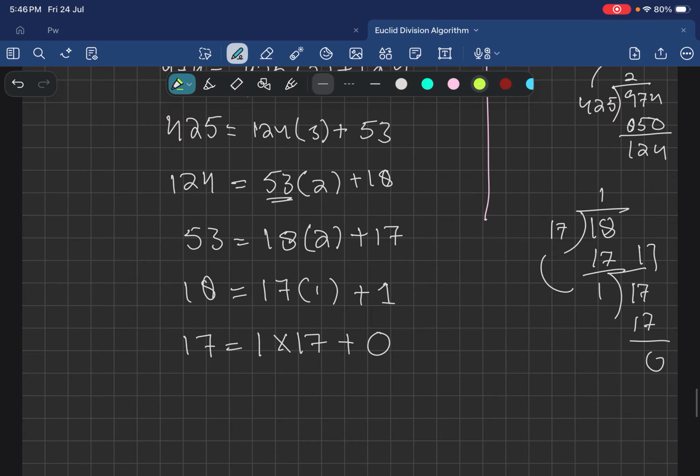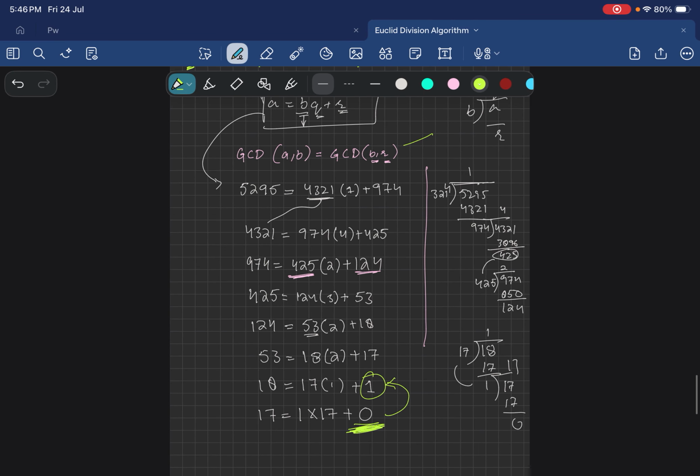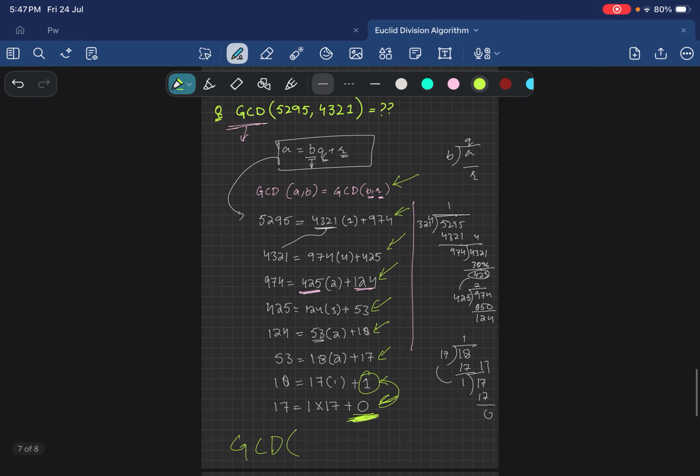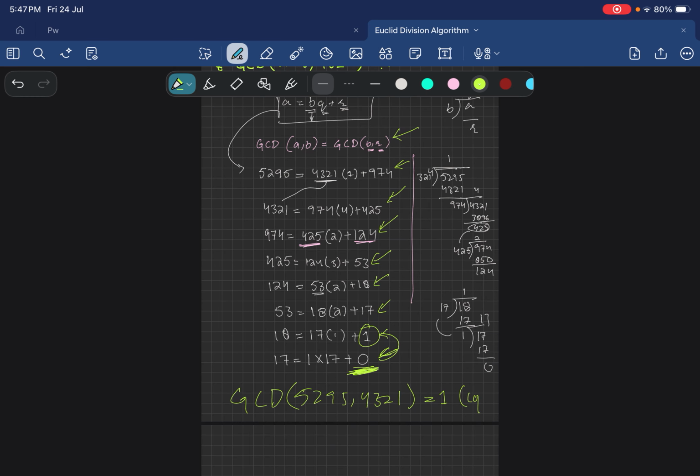So what this theorem tells us is that the moment you get 0, the previous remainder is the GCD. That's what the extended Euclidean algorithm says. Using this property, keep doing this continuously until you reach the remainder 0, and the remainder before 0 is the GCD. So I could say that the GCD of 5295 and 4321 is 1. In other words, they are co-prime.